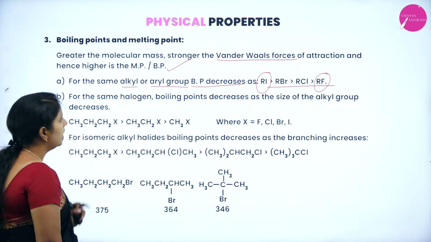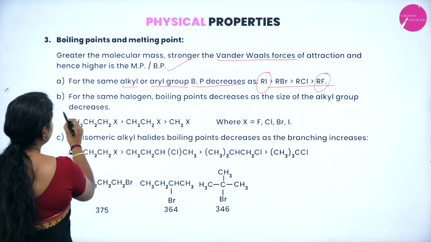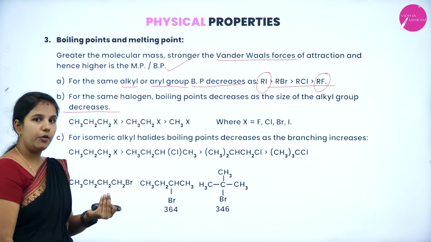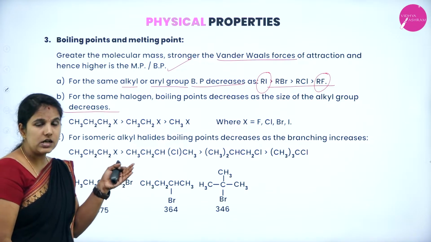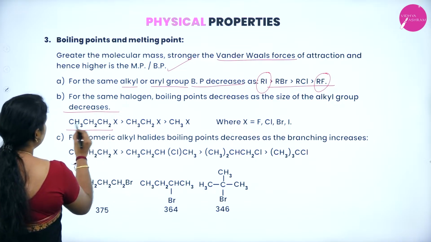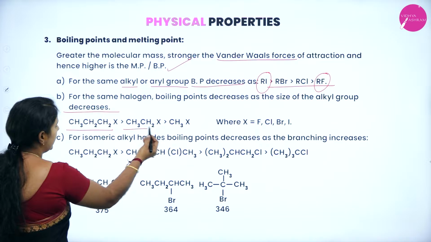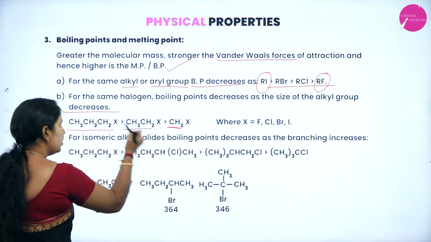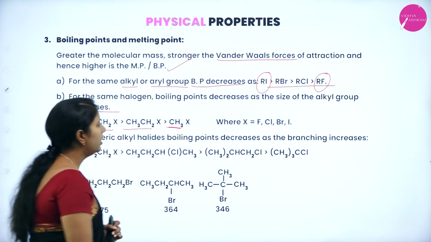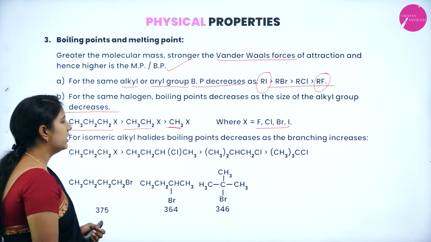For the same halogen, the boiling point decreases as the size of the alkyl group decreases. So here we have an example. You can see this is CH3CH2X. If you remove one CH2, it becomes CH3X. Here X stands for chloro, bromo and iodo, as well as fluoro.